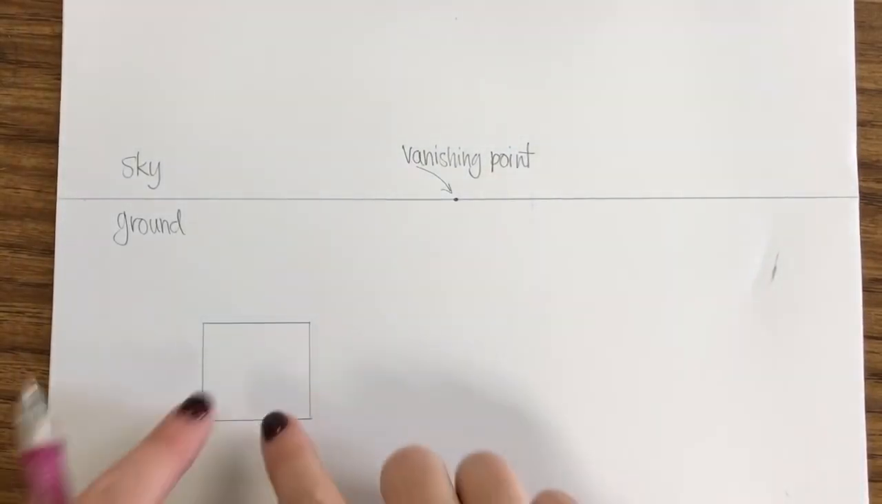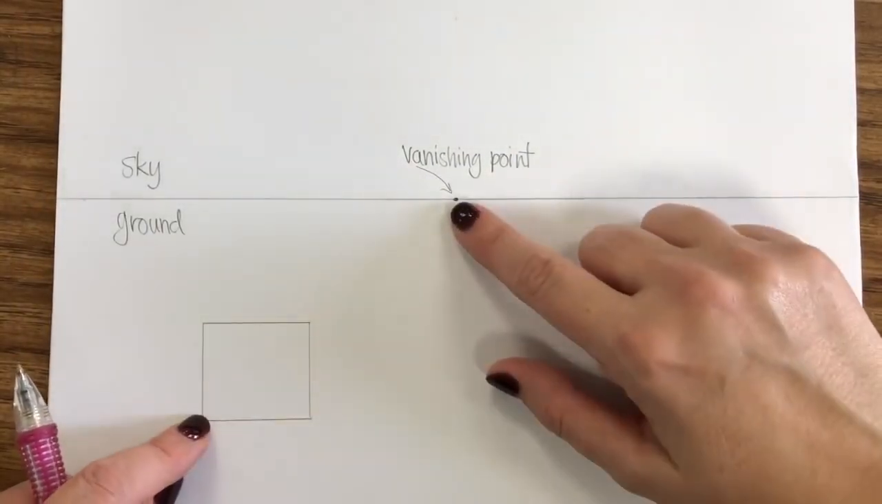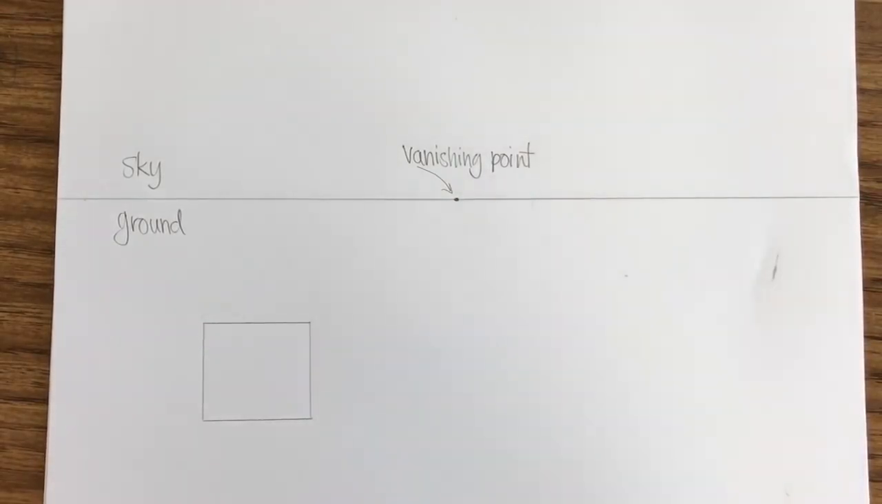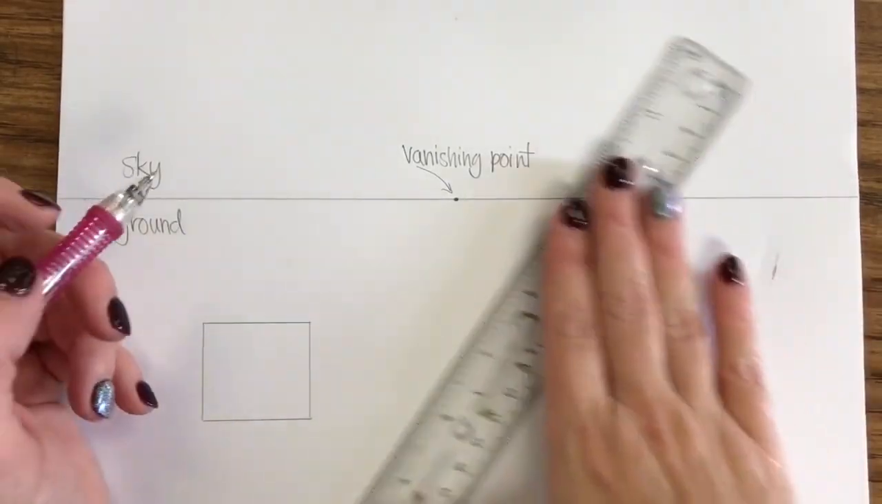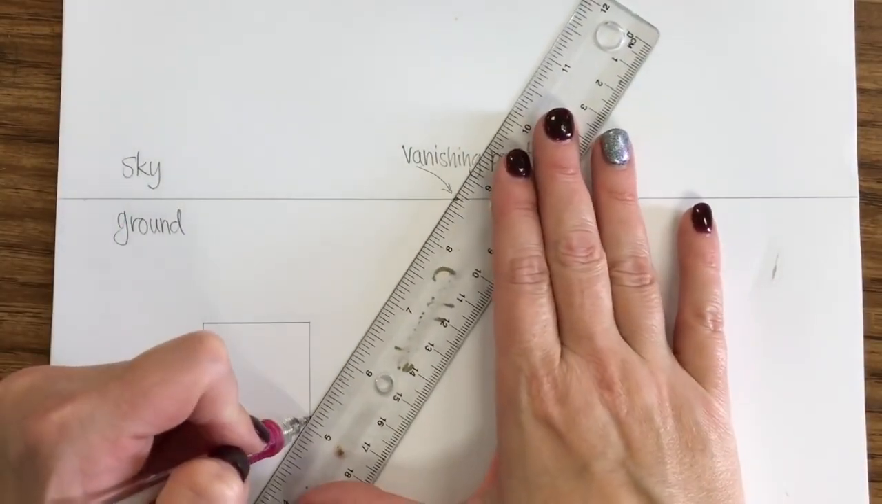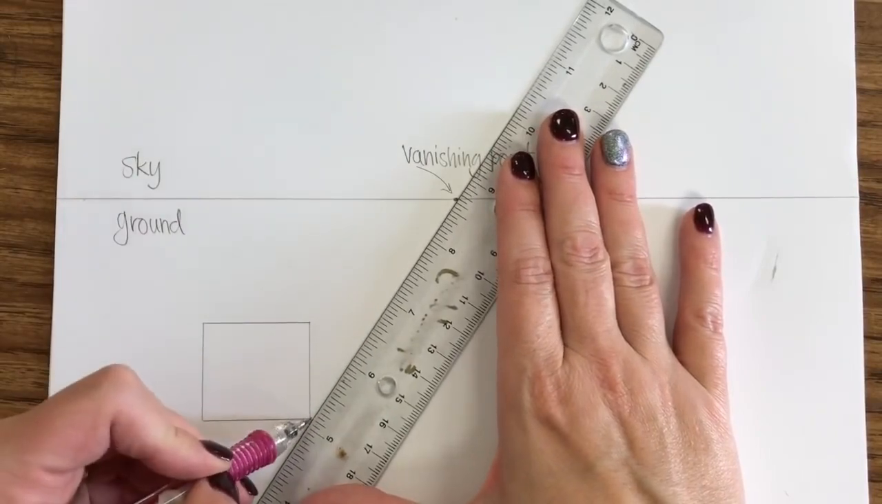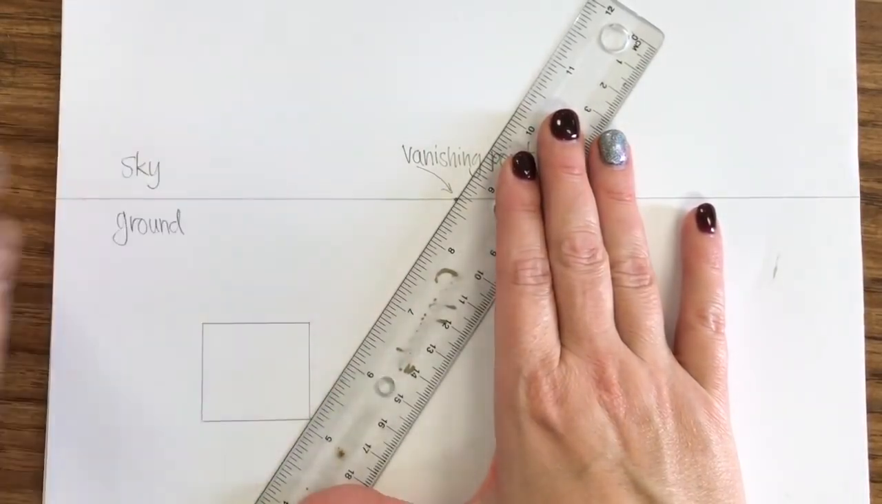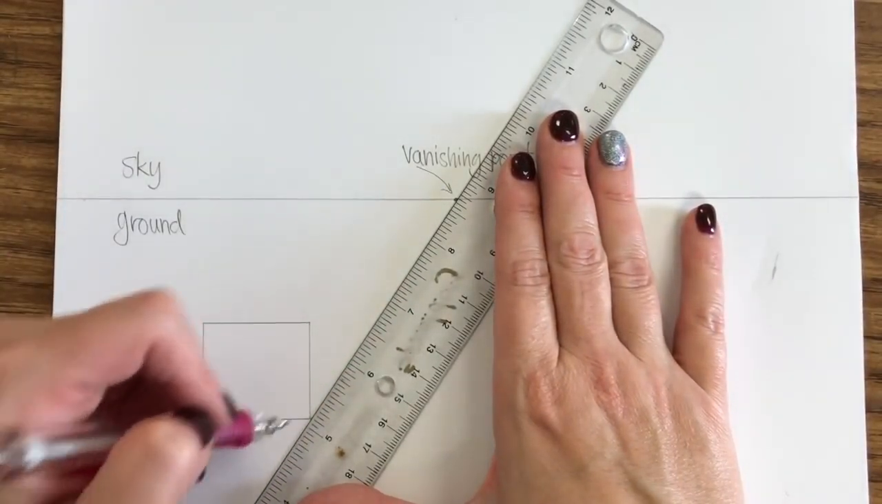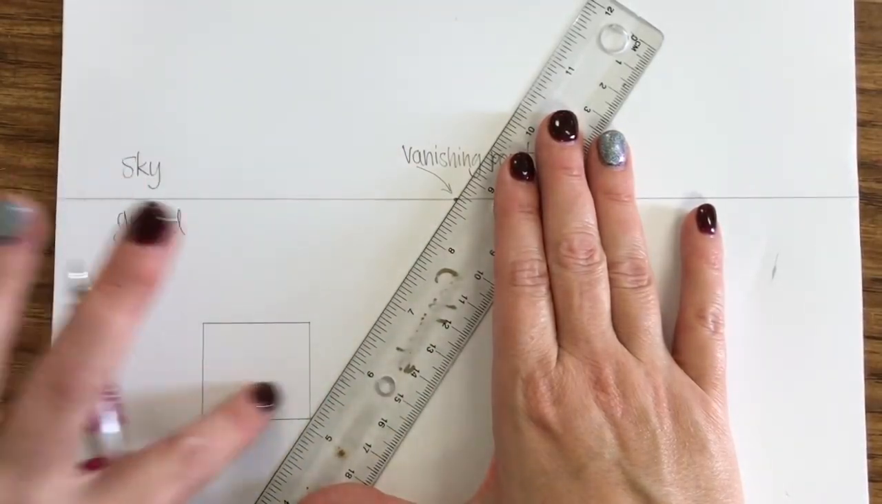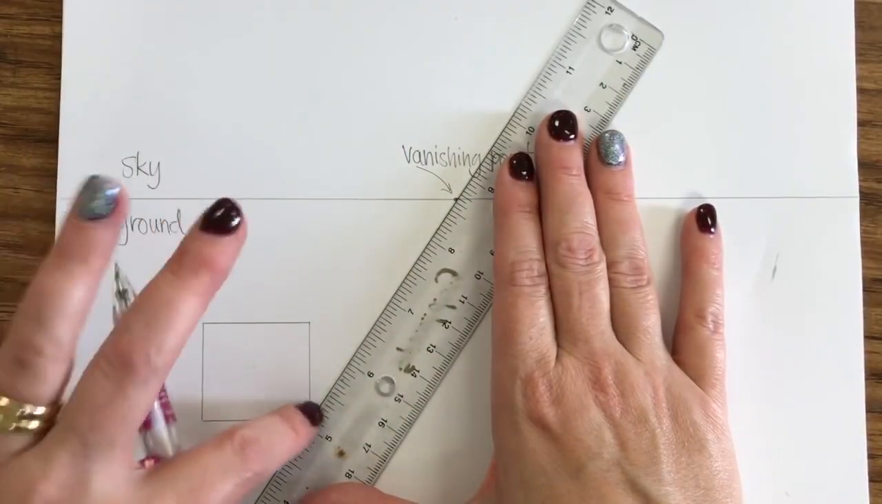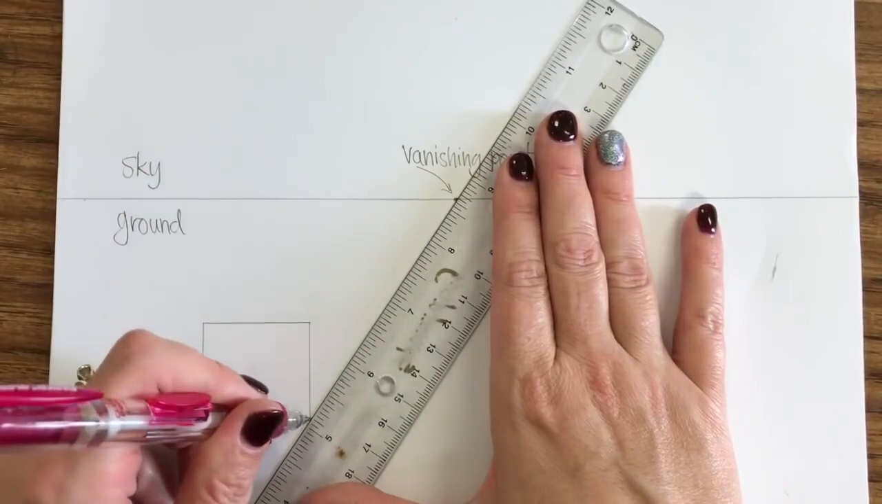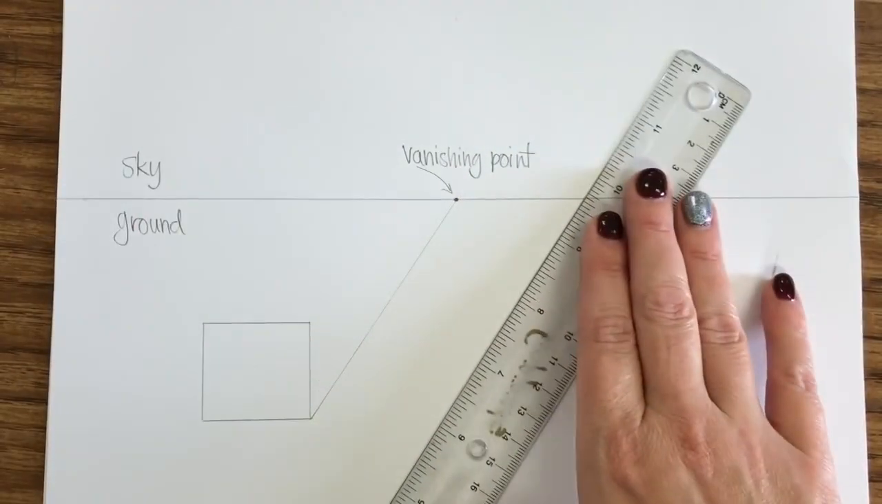And I'm going to look at my square or my rectangle, and I'm going to look at my vanishing point, and I'm going to decide which corners I think go back to the vanishing point. The way I can test this is I'm going to take my ruler and line it up with each corner, and then line it up with the vanishing point. And if there's nothing in the way, if there's no part of the box that's in the way of the vanishing point, then I can go ahead and draw to the vanishing point.